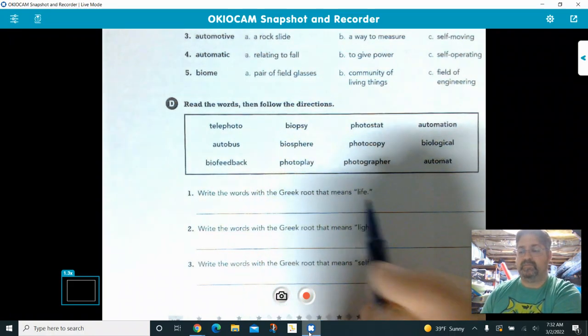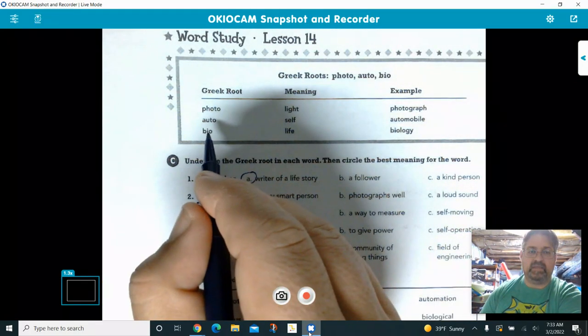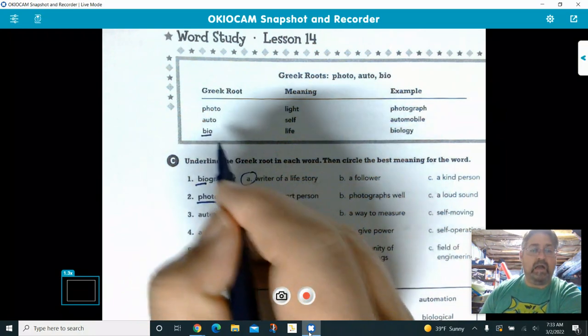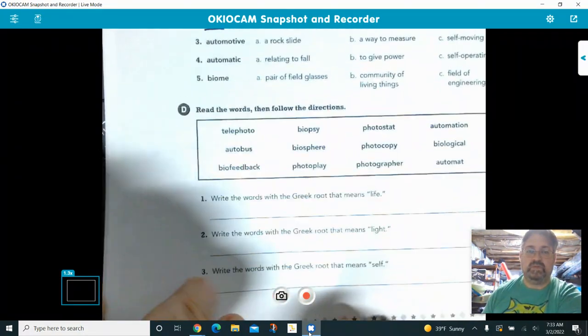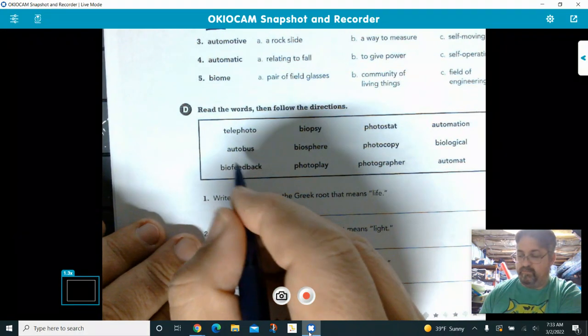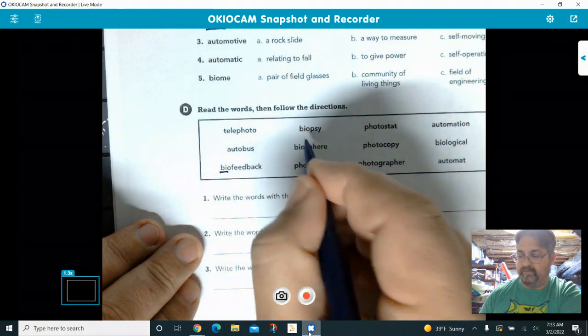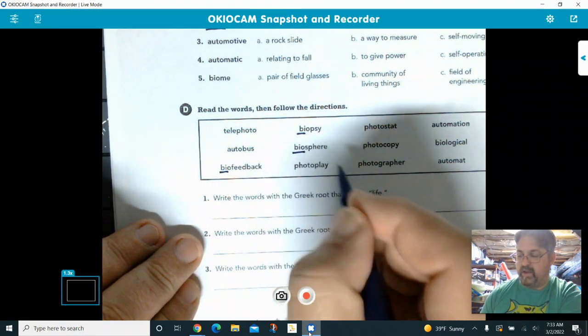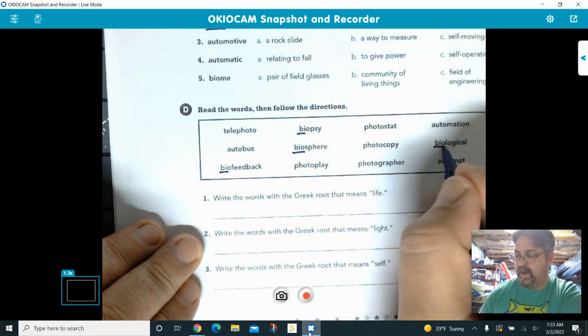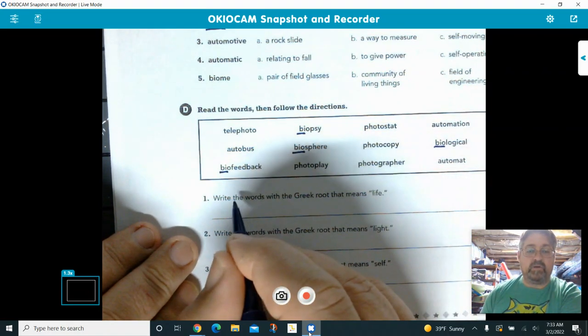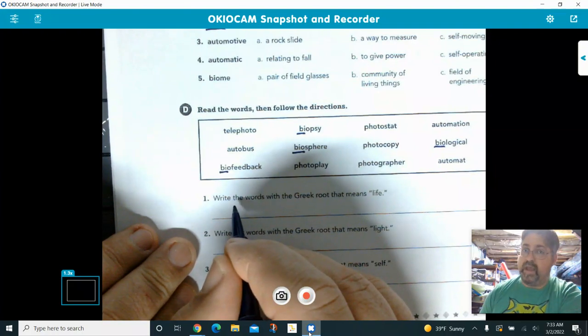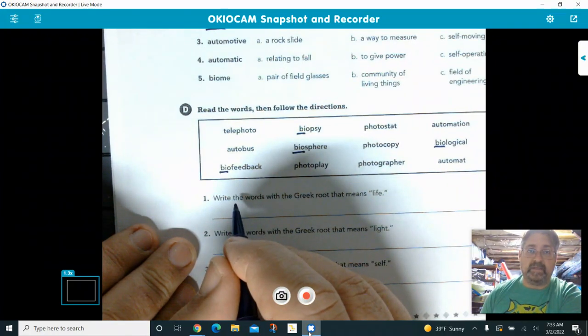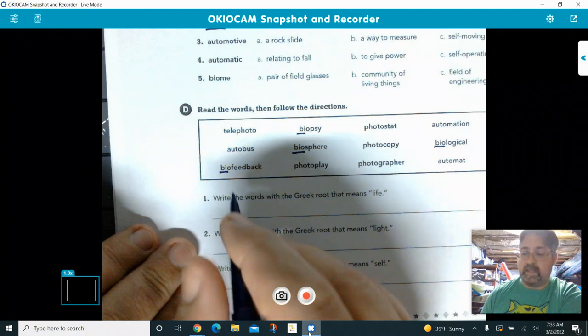means life. If I look up here, I find life is bio. I'm going to underline the word bio every time I see it. I'm going to bio, bio, bio, bio. Those words I'm going to write right here on this line. You may have to write small, you may have to write carefully, but you can do it. Write small, write carefully, write those 4 words on this line.